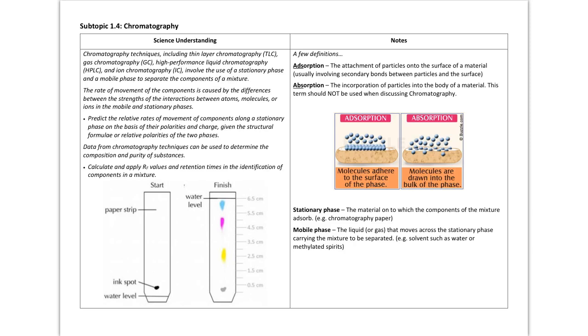So in our science understanding, the things we need to know about, it starts off talking about different forms of chromatography. I'll talk more about those in the next slide. It then talks about the key factors that allow us to separate out the different components of a mixture. And that generally relates to whether they are polar or non-polar molecules. And hopefully you're familiar with polar and non-polar molecules at this point. So we'll go through some of that.